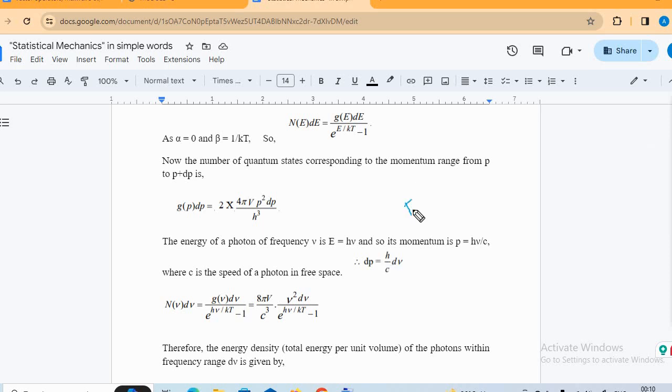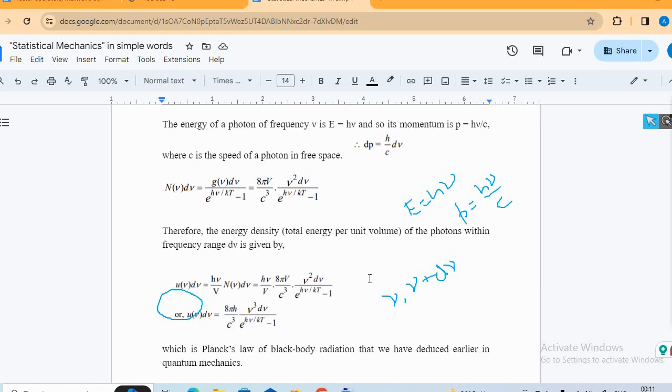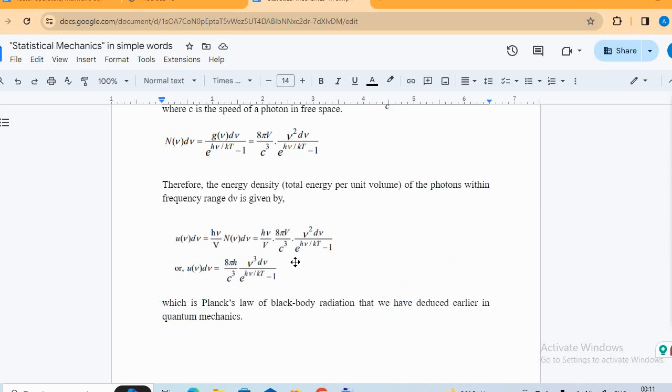We know Planck's hypothesis was given as individual photon energy E equal to h nu, and the momentum of the photon was given as h nu divided by c. One can calculate the total number of particles within the range of frequency nu and nu plus d nu. Then again, you can integrate this one and find the total. If you do this, at the end one can come out with this expression. So obviously, this expression is similar to what was calculated from Planck's hypothesis. So this is the idea.